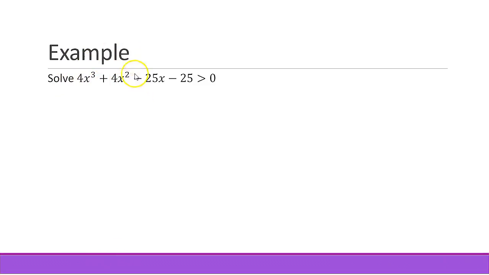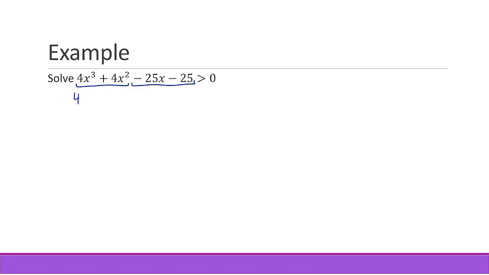Now in this example, we're just asked to solve 4x cubed plus 4x squared minus 25x minus 25 is greater than 0. So we can use any method. So here, no matter what, we are going to have to find where this function equals 0, whether to put those zeros on a number line or on the x-axis to graph it. So we do need a factored form. And because we have 4 terms, we're going to go ahead and apply factor by grouping.